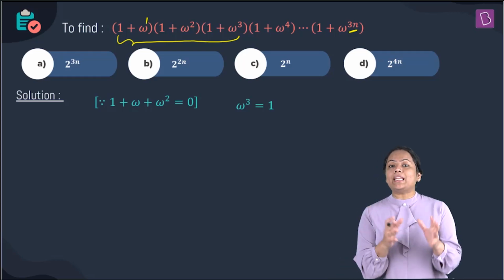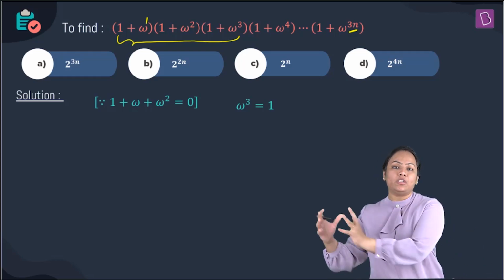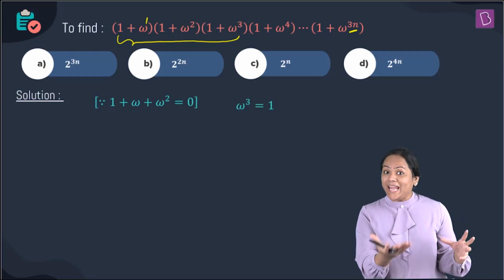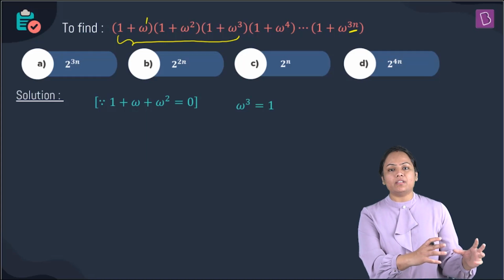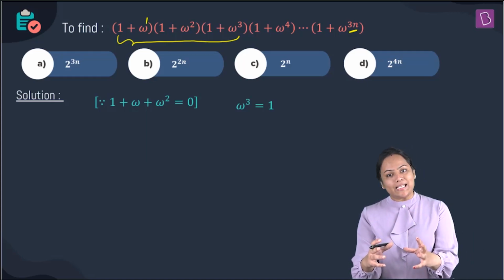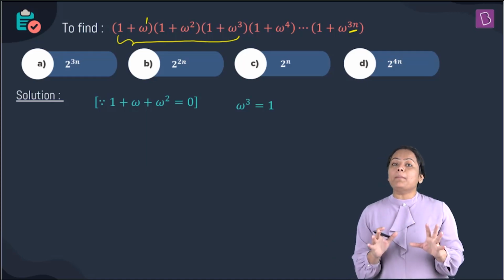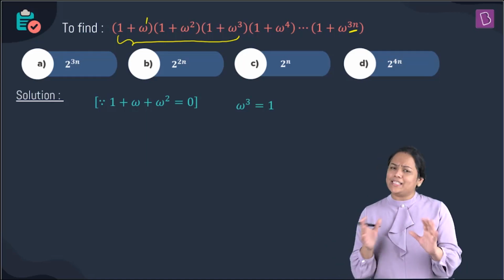That means I can combine three terms at a time. And how many groups will I form? n groups, right? The first group has 3 terms, the second group also has 3 terms, the third group also has 3 terms, and so on. So I'm combining the first 3 terms. Let's see what we get.